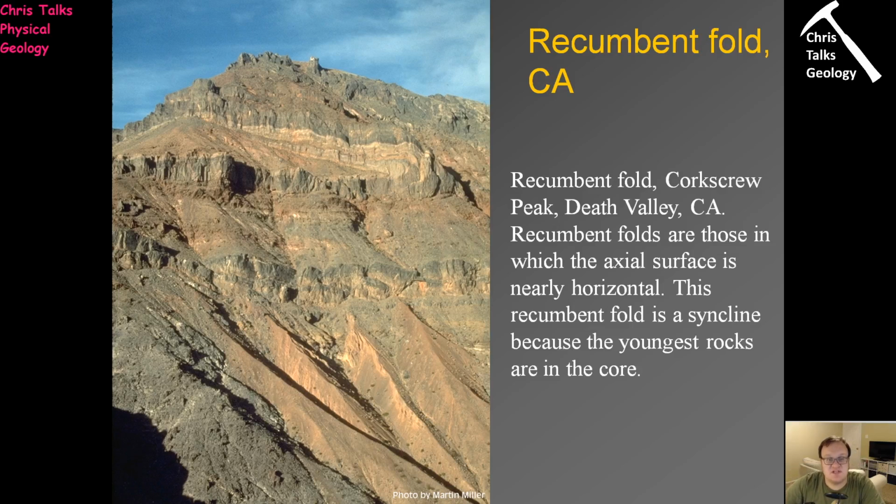So if we have a look at this picture here, can anybody spot the recumbent fold? I'm sure some of you got it, but yep, it's right here. You can just see it right there. There's the recumbent fold, marked out there in white. And if we think about where the axial plane of this fold is, it's right there. So as you can see, the axial plane in this fold is now horizontal. Okay, so that's a nice example of a recumbent fold.